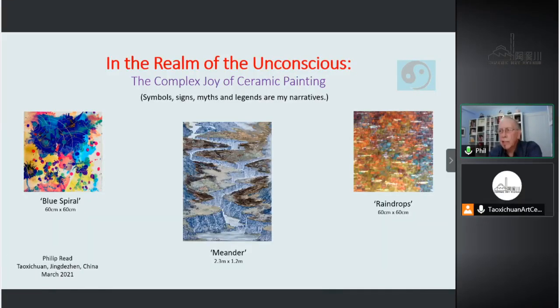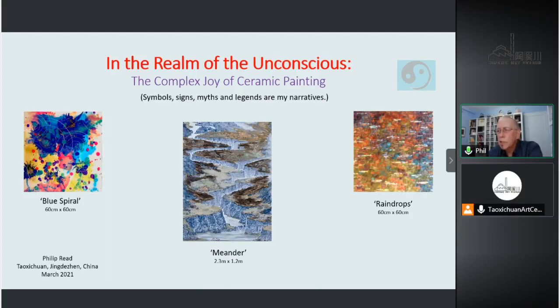I've titled this presentation In the Realm of the Unconscious, the Complex Joy of Ceramic Painting. So for me, creativity and painting is a complex process. It involves many aspects of technique, spirit, philosophy, poetry, and skill sets. Our unconscious mind is an important function for this process, since it deals with elements of emotion, feelings, and spirit that goes beyond our conscious thoughts of materials and techniques. The creative process is a joyful process that lifts the heart and minds of artists and viewers.